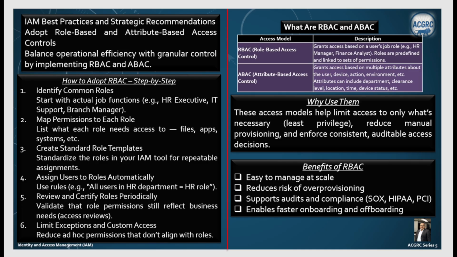First, identify common roles. Start with the actual job function. Then map the permission to each role. Then create standard role templates, which is standardize the role in your IAM tool for repeatable assignment. Then assign users to roles automatically. Then review and certify roles periodically. And the last is limit exceptions and custom access, which is reduce the ad hoc permissions that don't align with the roles.